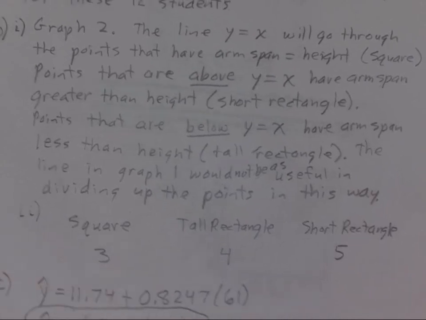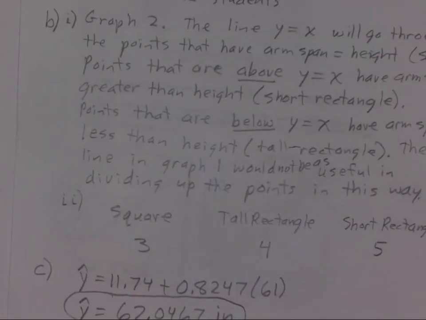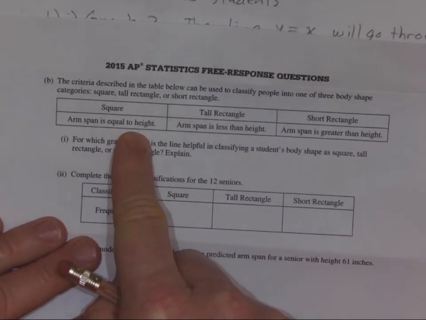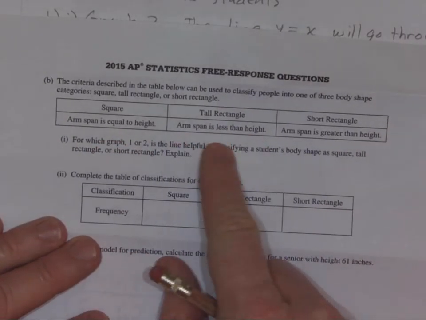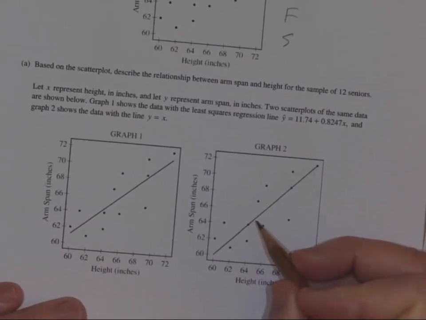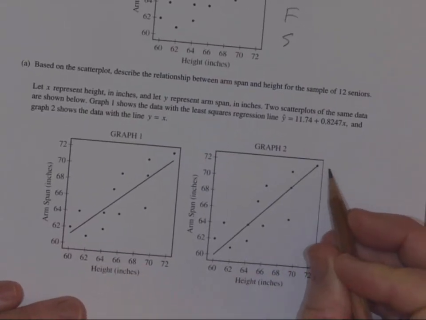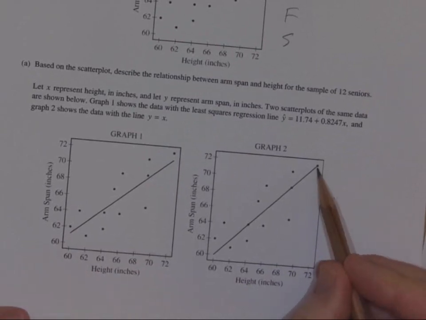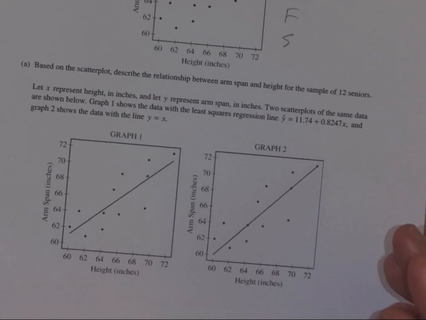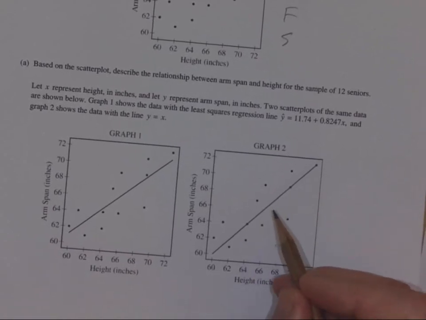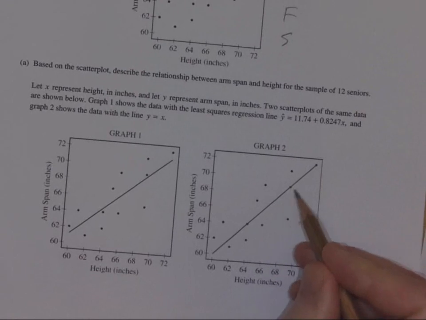And so then the next part asks to find the square, the arm span is equal to the height, the tall rectangle arm span is less than the height, and so forth. So the square is these three, okay, that are on the line. By the way, there's a lot of people that missed this, that didn't see this point up here, and they said 2, and they actually gave people full credit if they just said 2 for that reason, because there are so many that didn't spot it. So for the square people, it's 1, 2, 3.